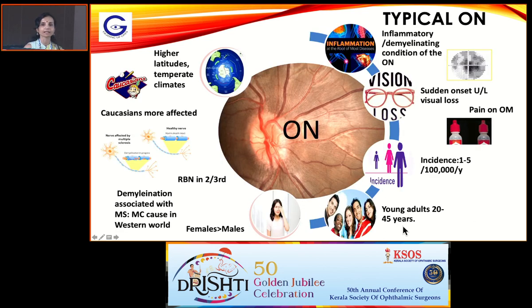So what is a typical optic neuritis? We know that it is an inflammatory demyelinating condition, usually affecting a young patient, usually a female, with painful loss of vision, most commonly presenting as a retrobulbar neuritis. And the literature says Caucasians and people living in the higher latitudes and temperate climates are more affected, and demyelination associated with MS is the most commonly reported cause in the Western world.